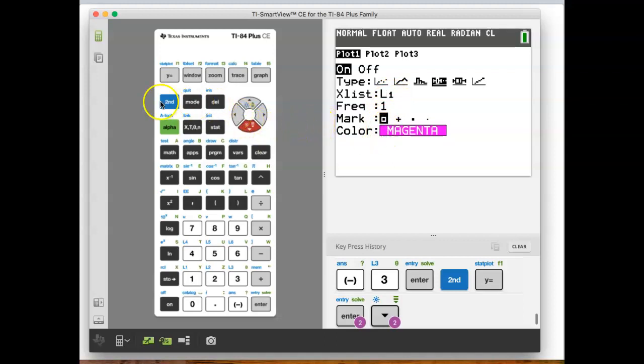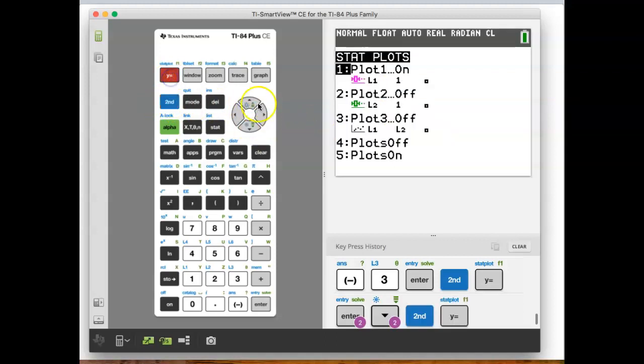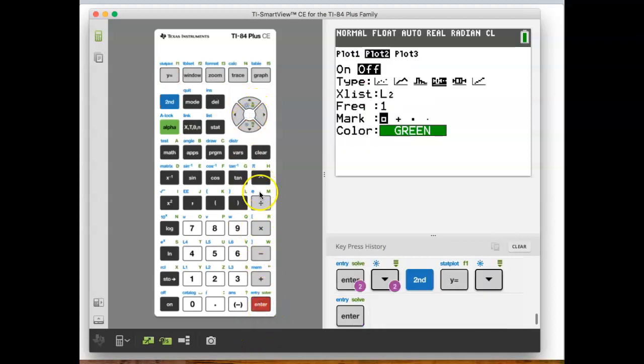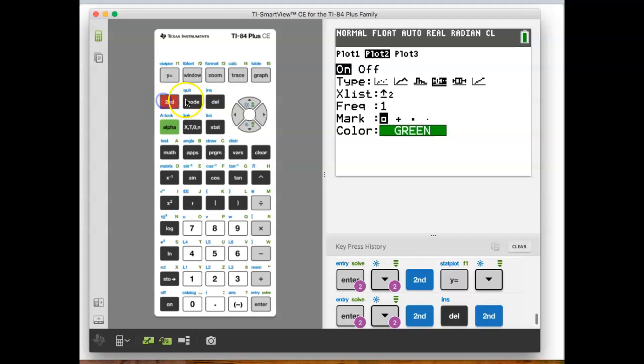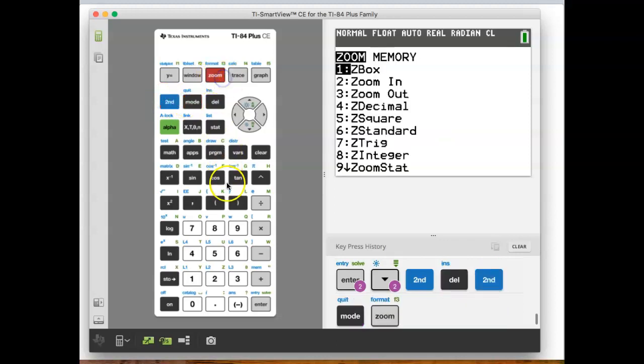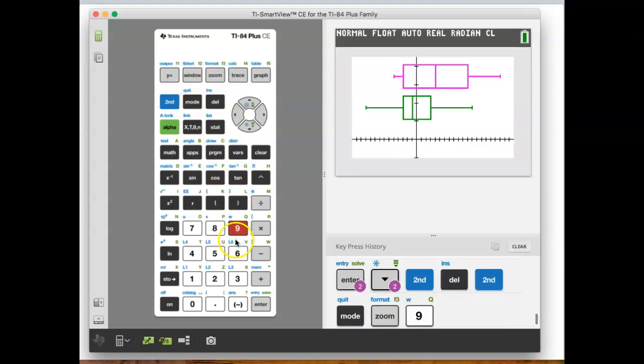We're good. I'm going to go back into stat plot. I'm going to plot 2. We're also going to turn that one on. We're going to have plot 2 be again the box plot with the outliers. I'm going to change my X list to list 2. And we're good. Then I'm going to do a zoom 9. Okay.